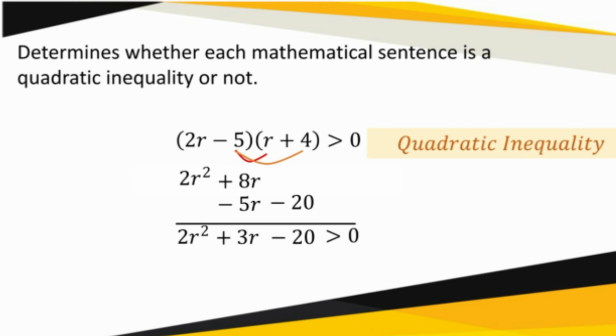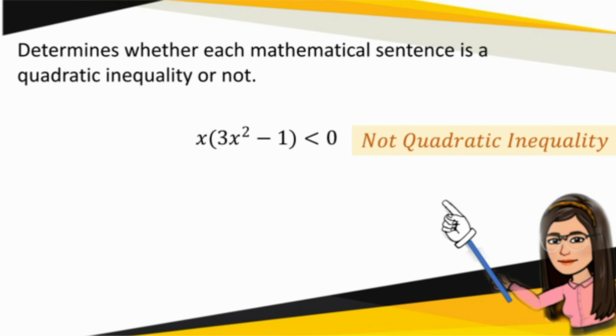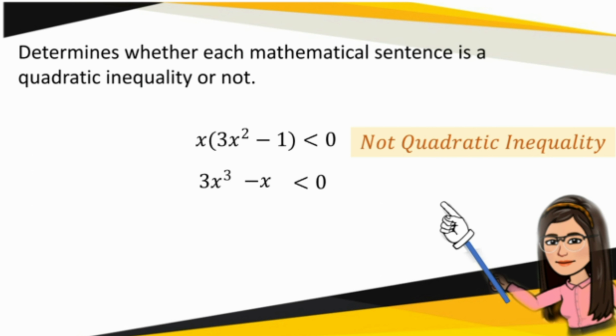Okay, so, kung mapapansin niyo, ang highest degree of exponent na niya ay 2 at ito ay ginamitan ng inequality symbol, kaya ito ay quadratic inequality. Okay, let's have our fifth example. X times quantity 3x squared minus 1 is less than 0. So, this one is not a quadratic inequality. So, tignan natin bakit. So, i-distribute natin yung x doon sa mga nasa loob ng parentheses. So, x times 3x squared is 3x cubed, then x times negative 1 is negative x, then bring down less than 0. As you can see, yung highest degree of exponent niya ay 3. So, kaya hindi siya quadratic inequality, although meron siyang inequality symbol.